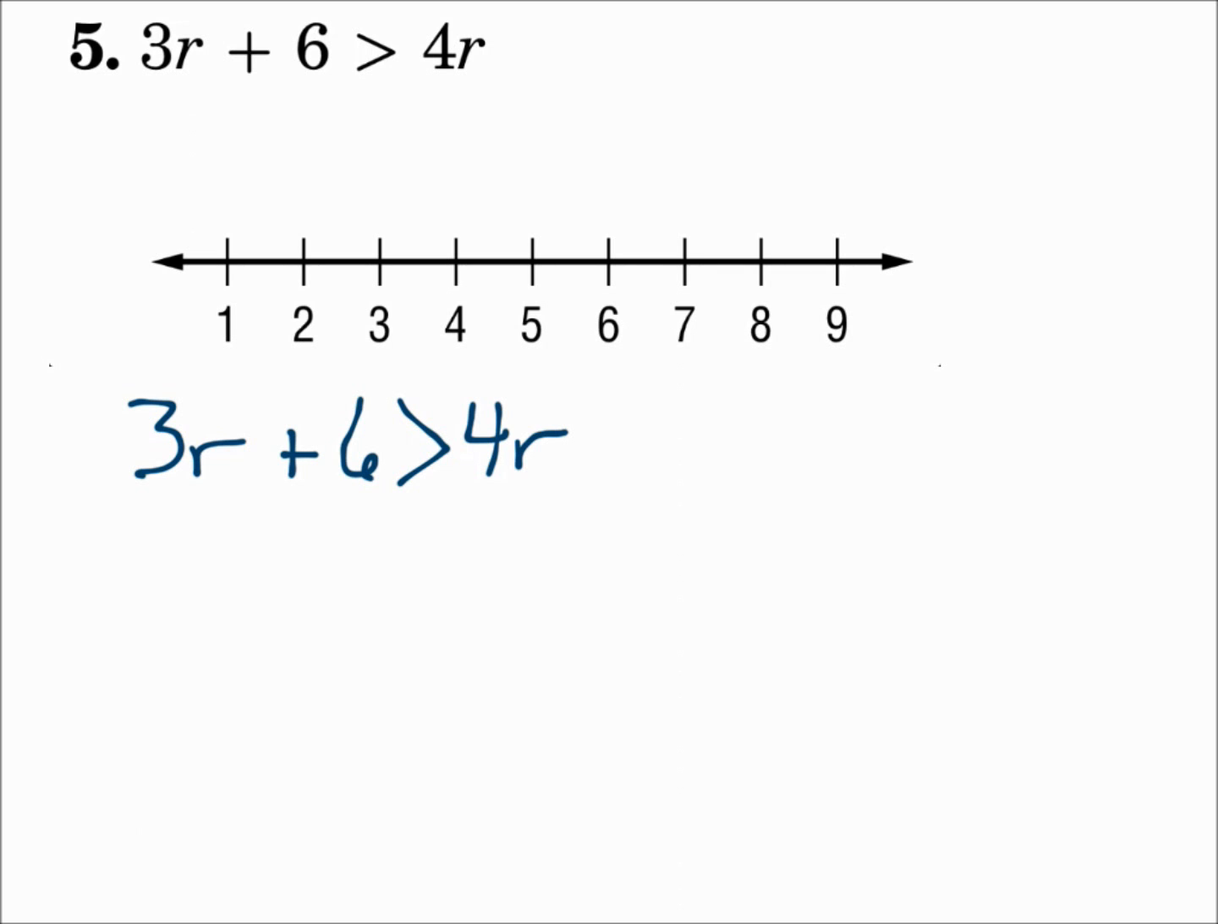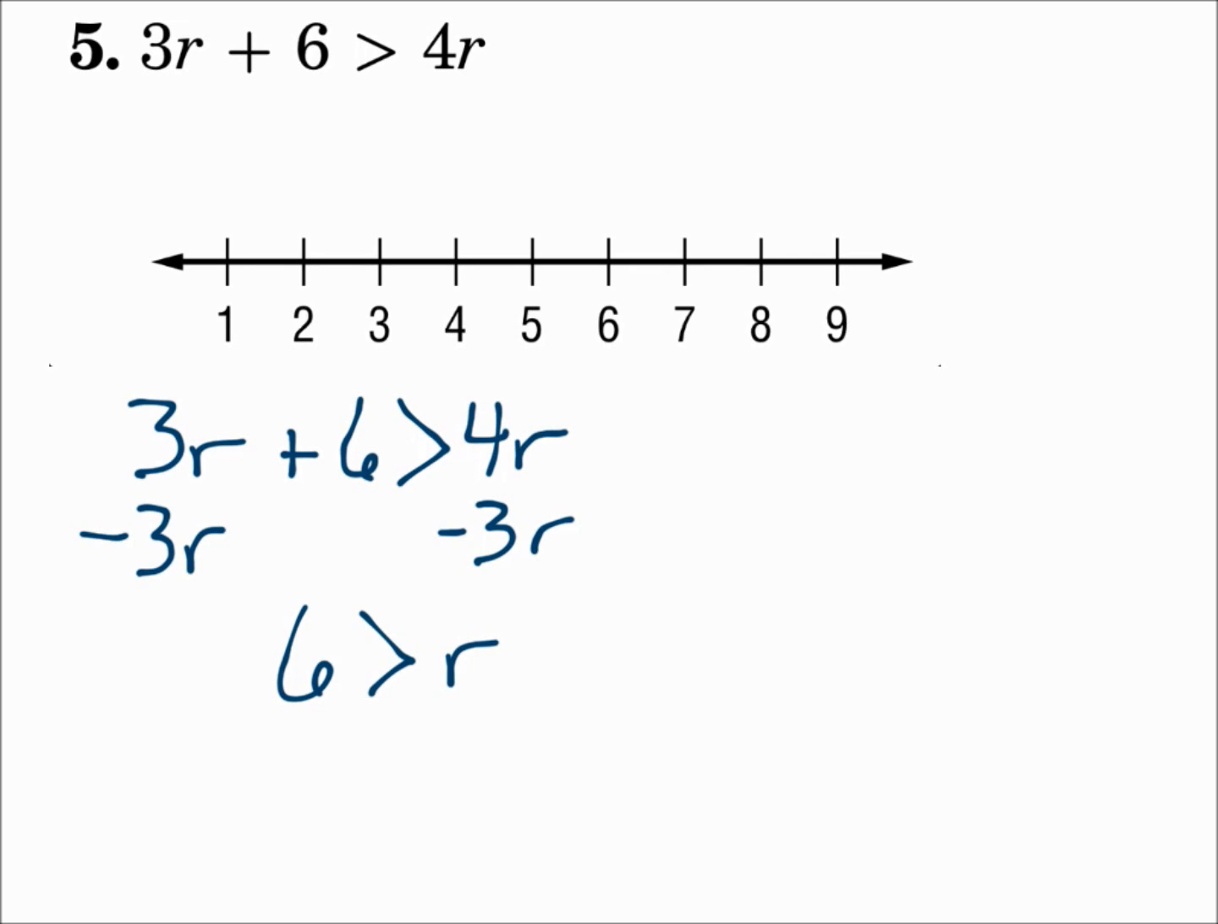Number 5, 3r plus 6 is greater than 4r. Well, you have r's on both sides, so let's move them all to one side. Since 3r is smaller than 4r, let's move the 3r. It's a positive 3r, so let's subtract it from both sides. 3r minus 3r cancels on the left, leaving us 6. And then 4r minus 3r is r.